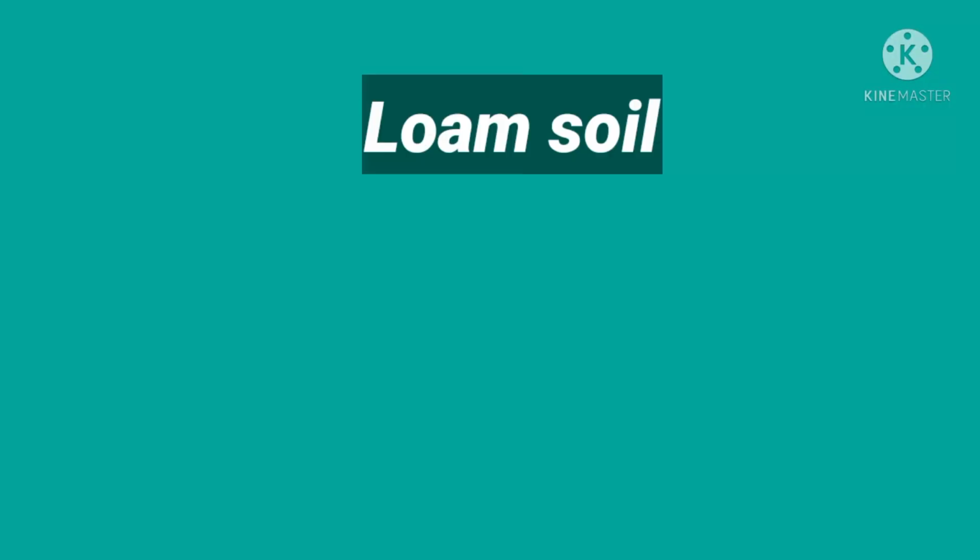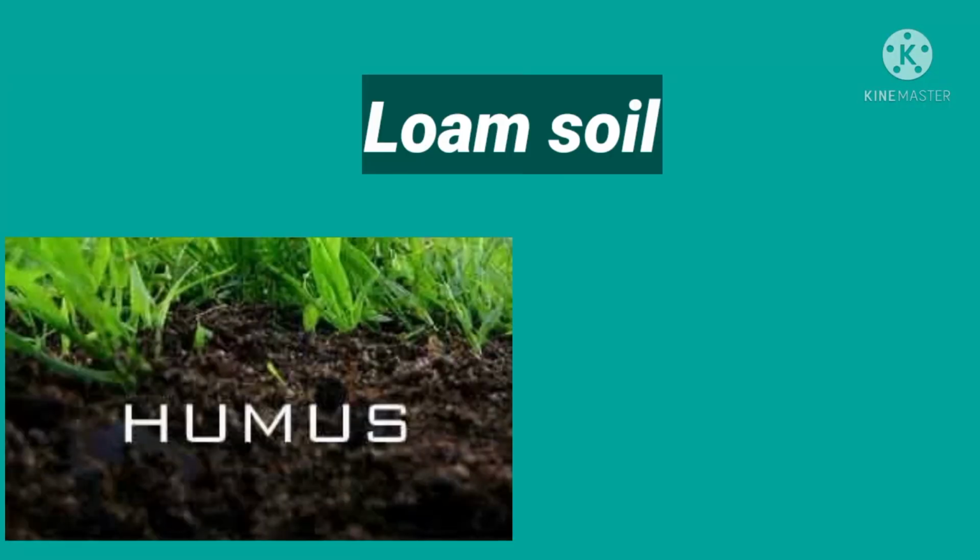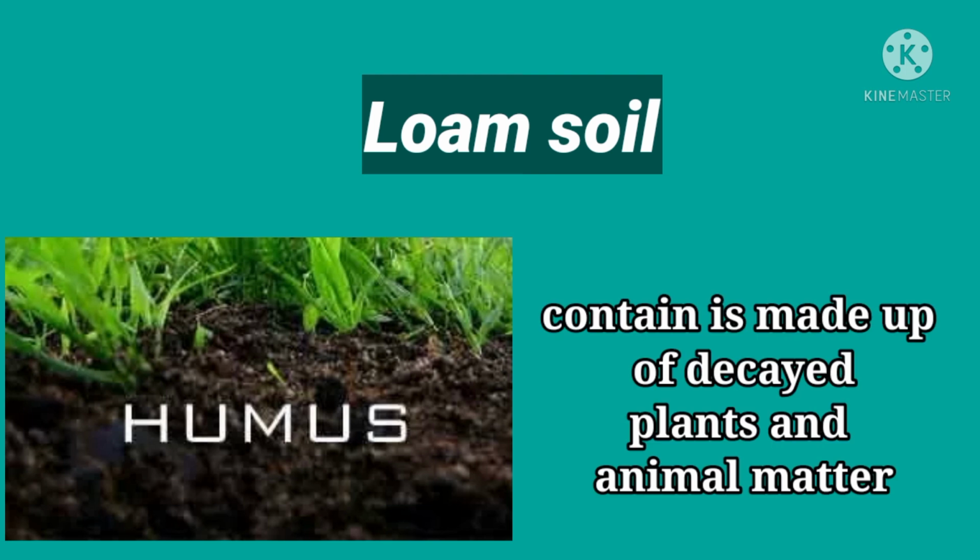Loam soil also contains humus. Humus is made up of decayed plants and animals' matter that helps make the soil fertile. Bamboo, ornamental plants such as roses, vegetables, and fruits grow on loam soil.